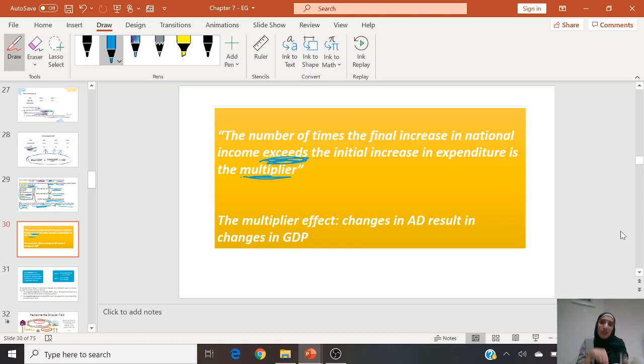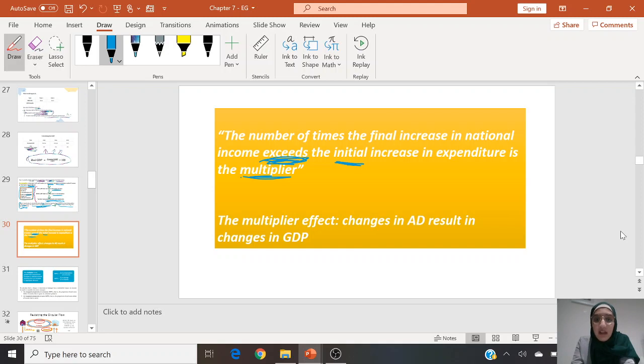So the initial injection of whatever dollars in the economy should be less than the actual end result that you get, the actual increase in the end result. Okay, so the number of times the final increase in national income exceeds the initial increase in expenditure is called the multiplier. Remember this very well, please.